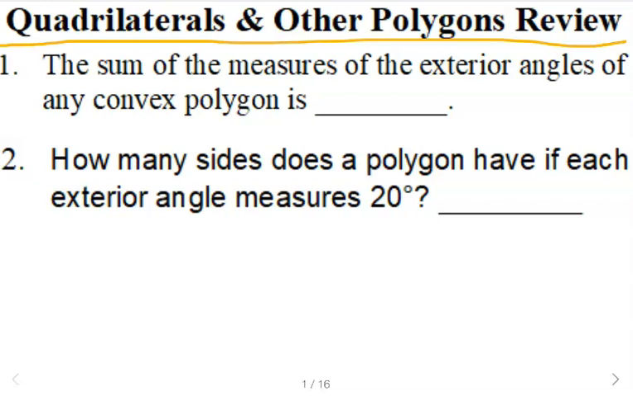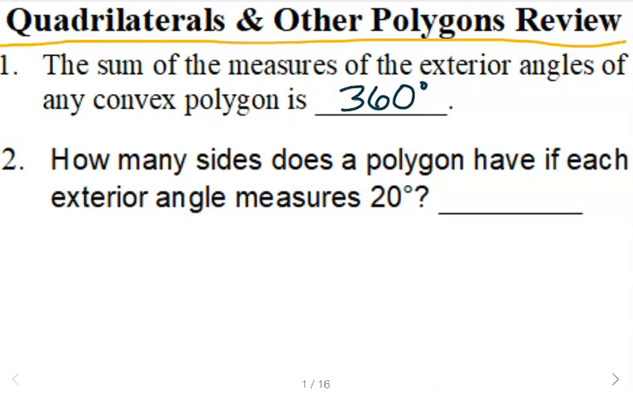Alright, we're going to be reviewing quadrilaterals and other polygons. The sum of the measures of the exterior angles of any convex polygon is 360. It does not matter what type of convex polygon it is. The sum of the exterior angles, one at each vertex, of course, is 360.